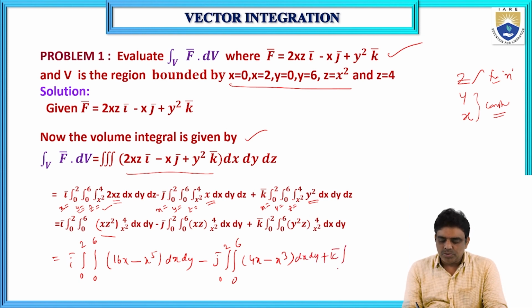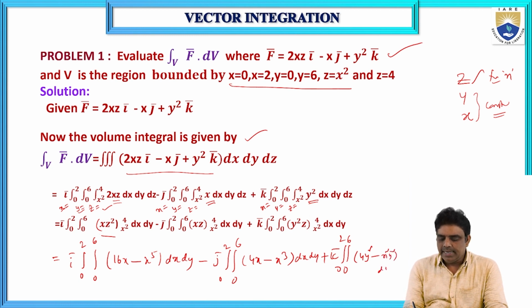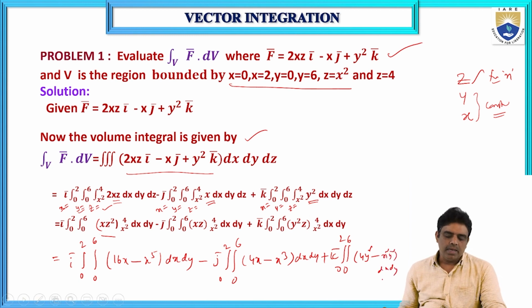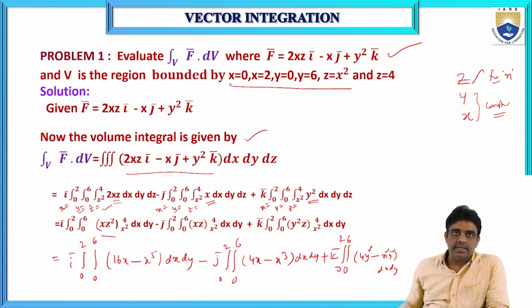Plus k bar into 0 to 2, 0 to 6. What is the limit? Z for 4. So 4y square minus z for x square. So x square y square dx dy. This is the integration with respect to z after substituting the limits also.